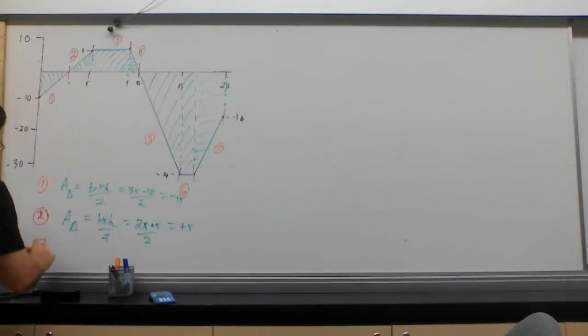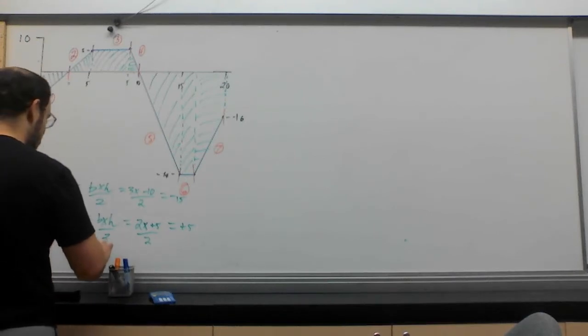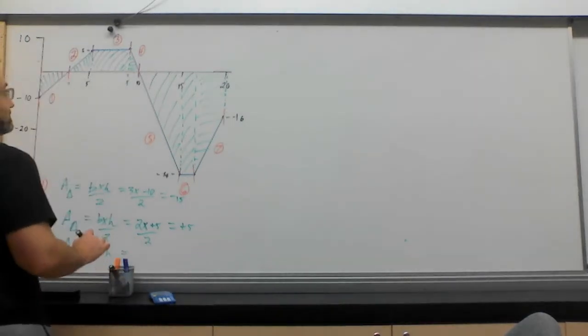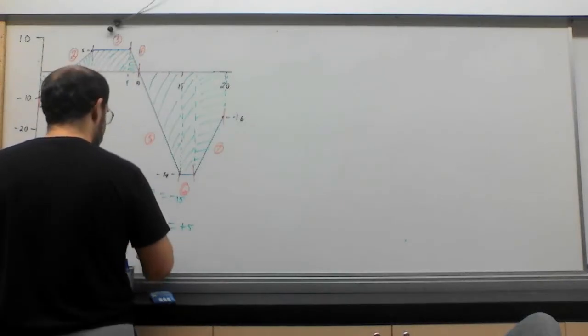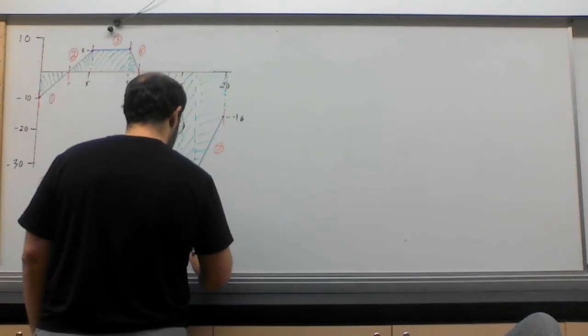Then we're going to go for 3. Now we've got the square. All right, so the area of a square, base times height. In this case, it's going to be 5 to 9, so it's going to be 4 times 5, and not divided by 2, so we get +20.